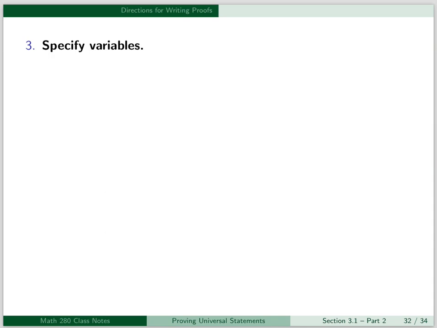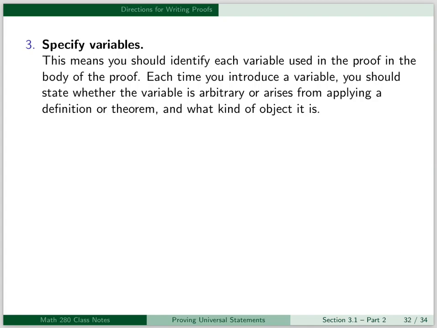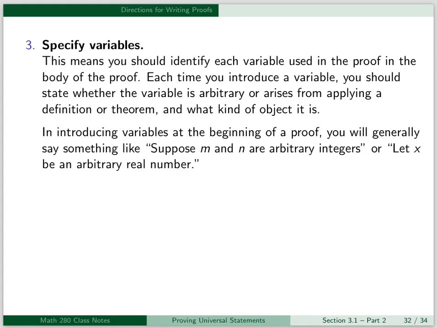Our third rule or guideline is to specify variables. This means you should identify each variable used in the proof in the body of the proof. Each time you introduce a variable, you should state whether the variable is arbitrary or arises from applying a definition or theorem, and what kind of object it is. In introducing variables at the beginning of a proof, you will generally say something like, suppose m and n are arbitrary integers, or let x be an arbitrary real number.